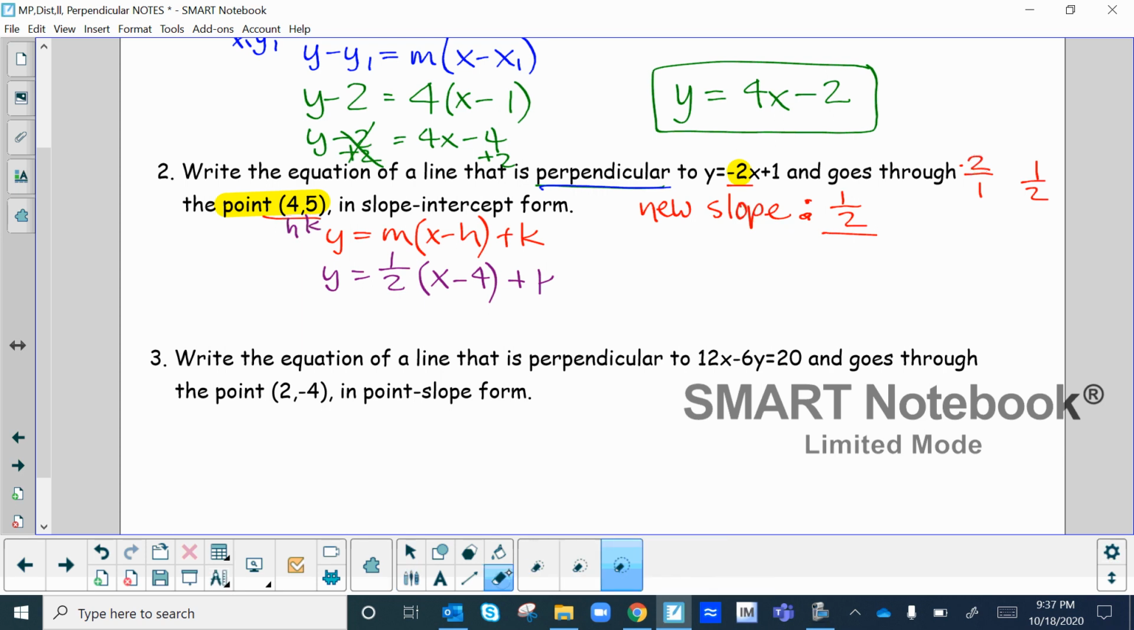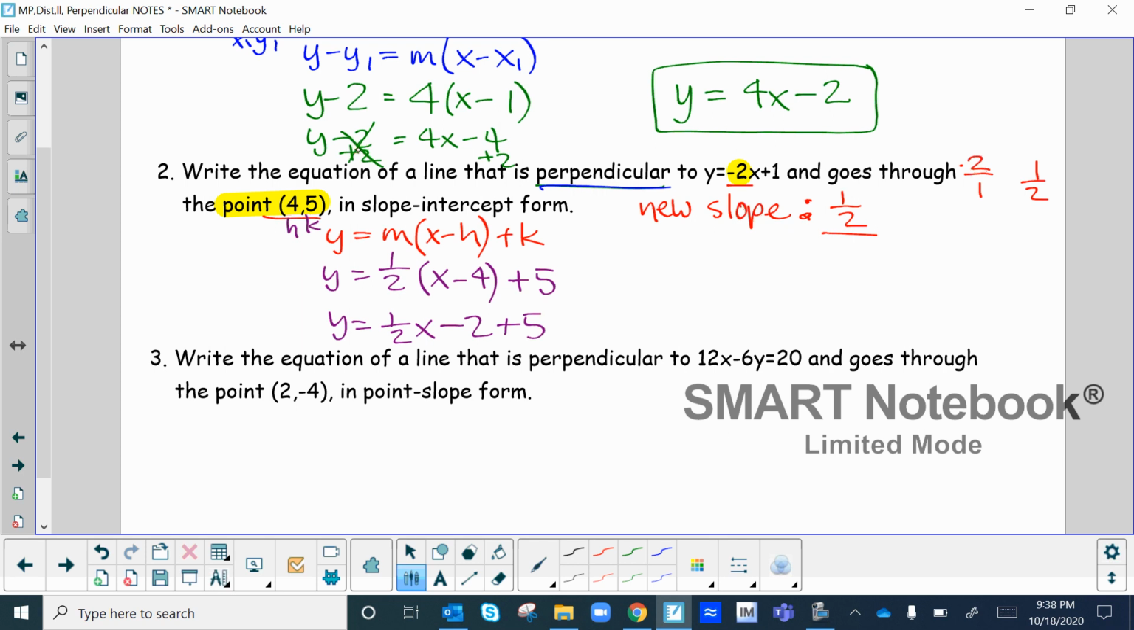Well, I don't want to write k again. K is 5. All right, so now I just need to do the distributive property. See, similar to what I did up there. So I'm going to distribute the 1/2 to the x and to the -4. So I'm going to get y equals 1/2 x minus 2. Half of 4 is 2. And then I have the plus 5.